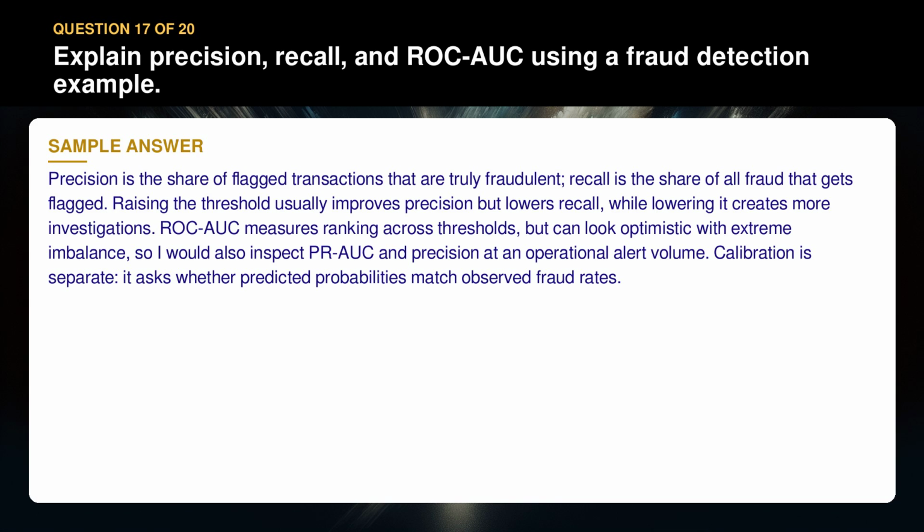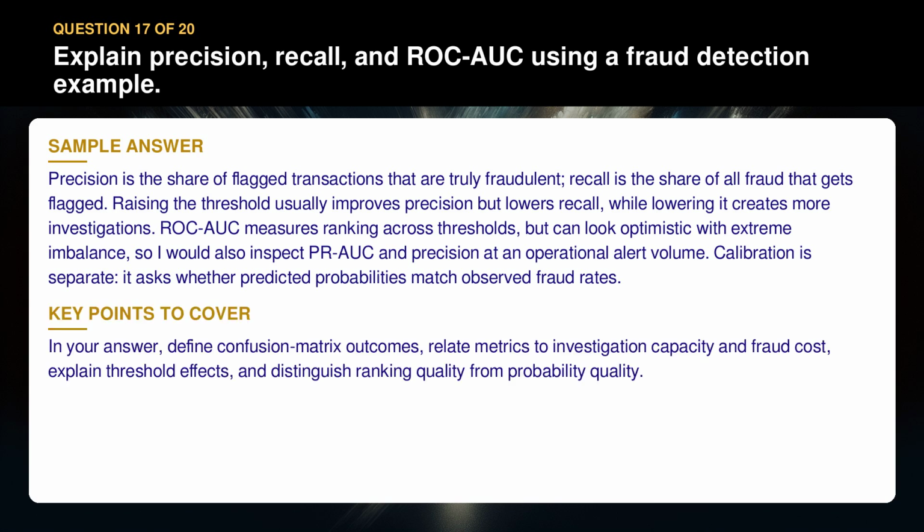Calibration is separate. It asks whether predicted probabilities match observed fraud rates. In your answer, define confusion matrix outcomes, relate metrics to investigation capacity and fraud cost, explain threshold effects, and distinguish ranking quality from probability quality.